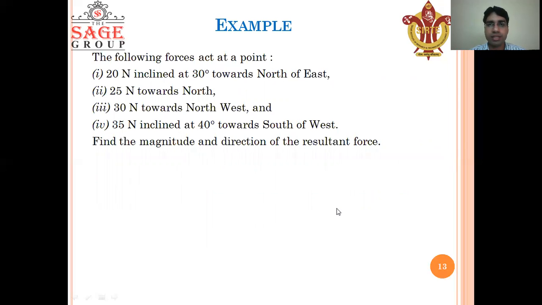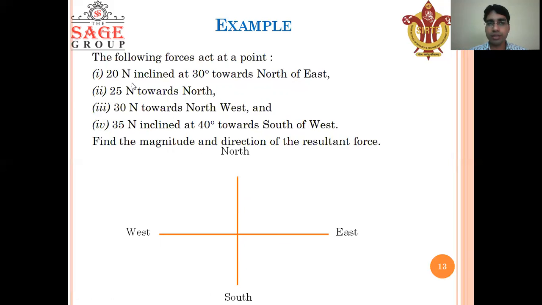So we'll understand with the help of one example. The following forces act at a point. These are the four forces, and we have to find the magnitude and direction of the resultant force. With the help of this example, we'll start. Initially, we have drawn the directions east, west, north, south. First one is 20 Newton inclined at 30 degrees towards north of east. This is east, towards north of east, this is 30. Next, 25 Newton towards north. Next, 30 Newton towards northwest, that is 45 degrees towards northwest.